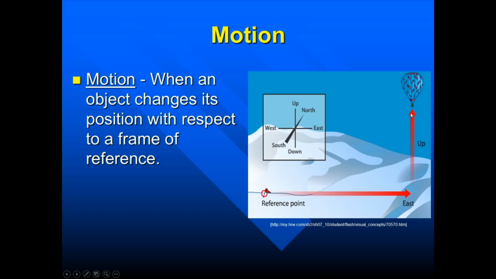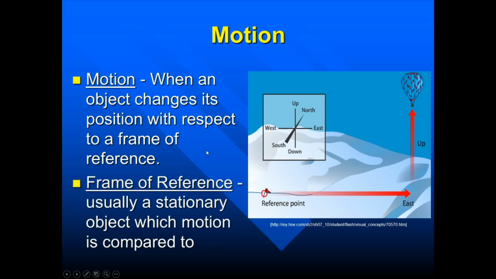Now, if you're taking a frame of reference of your friend and you're standing right there, you're in different spots. But let's say you decided to climb into the hot air balloon with your friend, and you are now trying to measure the motion of your friend through that frame of reference. Since they're still in the hot air balloon right next to you, they're technically not moving. They're moving right next to you the whole time. So basically, the frame of reference is really important. It's usually a stationary object which motion is compared to.